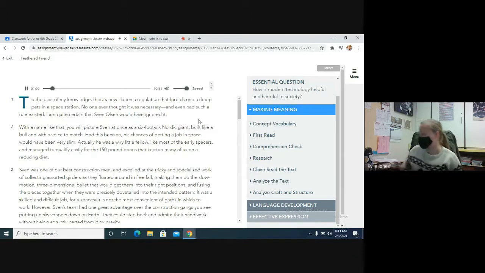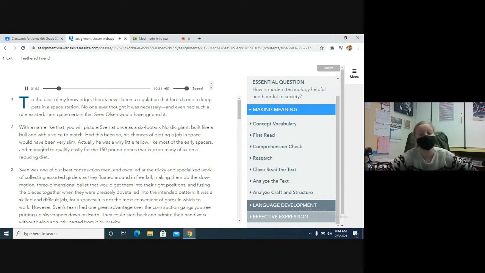Feathered Friend by Arthur C. Clarke. To the best of my knowledge, there's never been a regulation that forbids one to keep pets in the space station. No one ever thought it was necessary. And even had such a rule existed, I am quite certain that Sven Olsen would have ignored it. With a name like that, you will picture Sven at once as a 6'6" Nordic giant, built like a bull, and with a voice to match. Had this been so, his chances of getting a job in space would have been very slim.